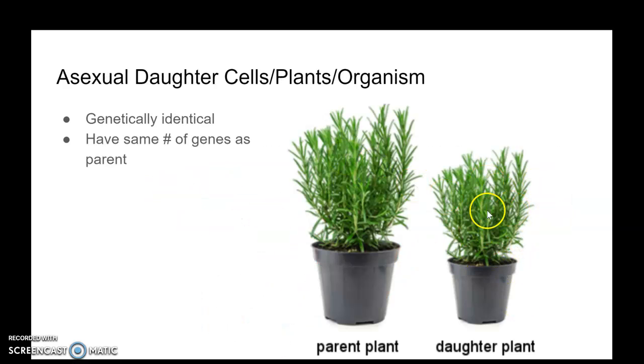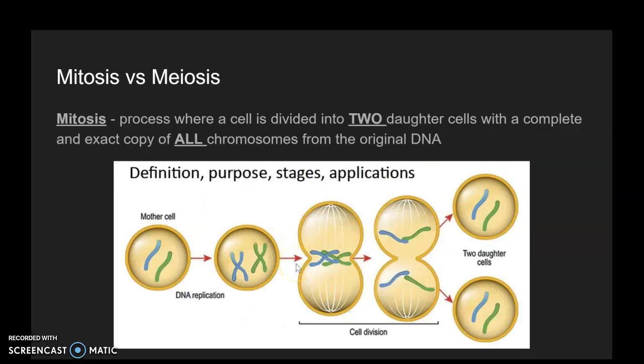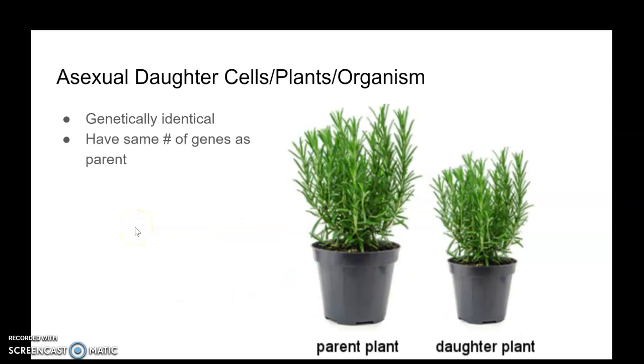And same thing here, the daughter plant cell has the same exact number of genes as the parent organism, in this case the parent plant, but it doesn't have half and half from two different parents. It just has all of the same ones, but here it has the same number, but they're mixed. Alright, so let's get into mitosis and meiosis now that we kind of went through that.